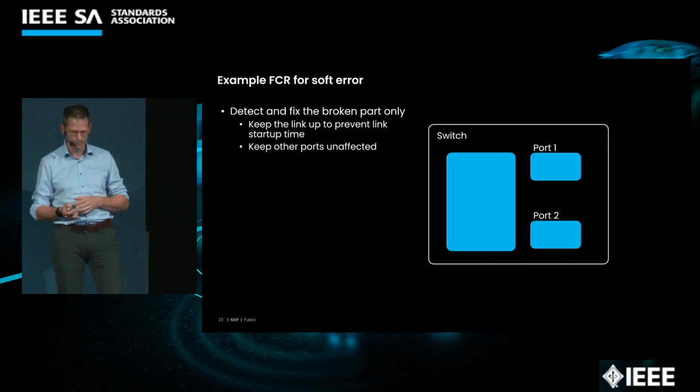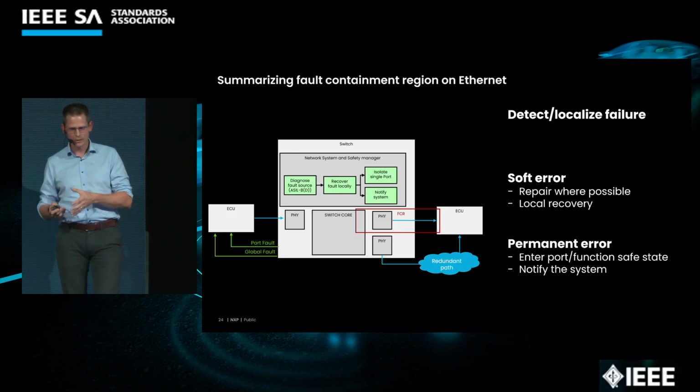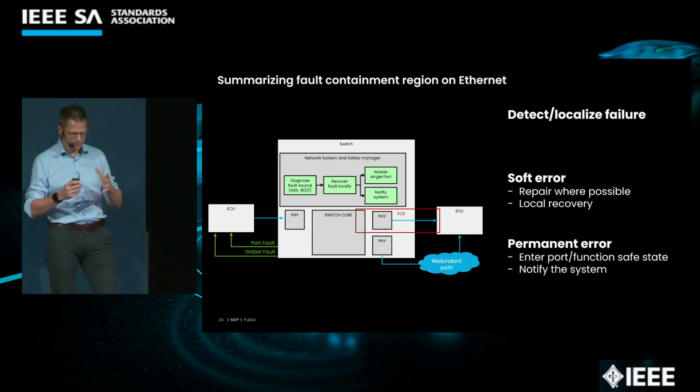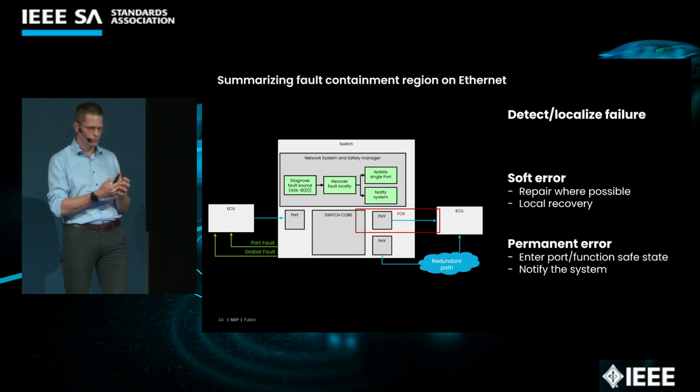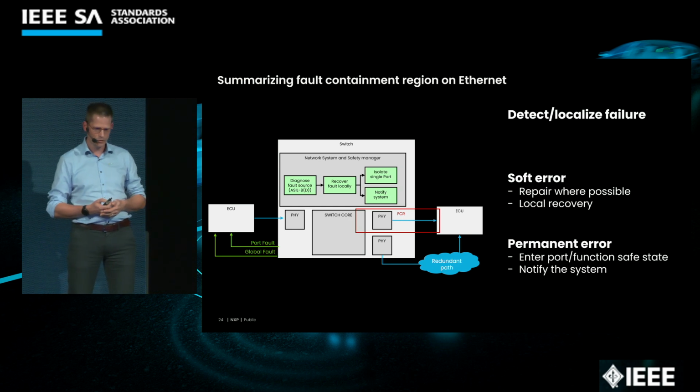to make sure that you keep your redundancy in this network running. So if you look at this now on an overview, in principle you can say, first of all, you need to detect and locate a failure. So it's not about being safe, but it's about being able to handle the fault and make sure that you keep the availability of your network. Secondly, and that's a bit the split between the soft errors and the permanent errors, you want to repair it, but you want to repair it locally. So the better you can locally recover or reset a certain part, the less side effects you have. And for permanent errors, you need to have a safe state, at least on the port level or certain function level, so that you switch off this function to make sure it's not affecting the system, and then notify the system so that on higher level system actions can be taken.